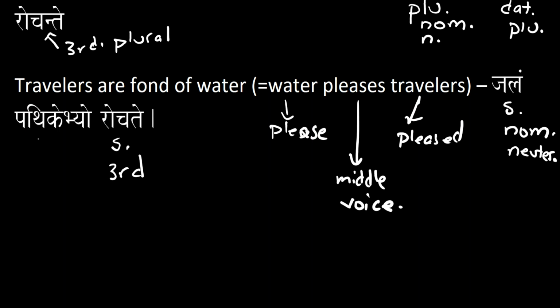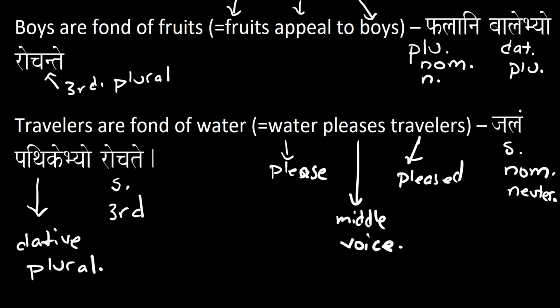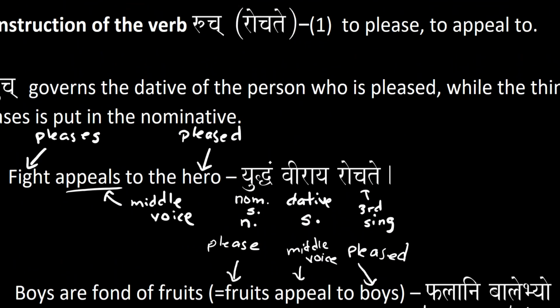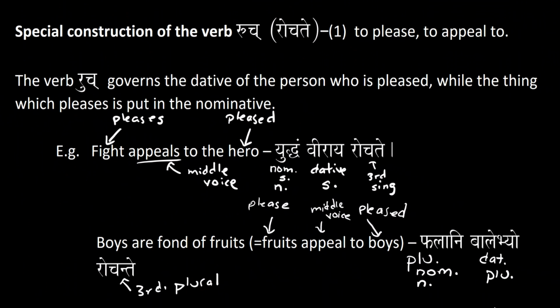And then the travelers are, again, dative plural. This was originally pathikebhyah. And when a visarga is preceded by an a and followed by a soft consonant, and that soft consonant is ra, that visarga is going to change into an o. That's why it is pathikebhyo instead of pathikebhyah. So this is the gist of what happens to the verb ruch and how it is being used.